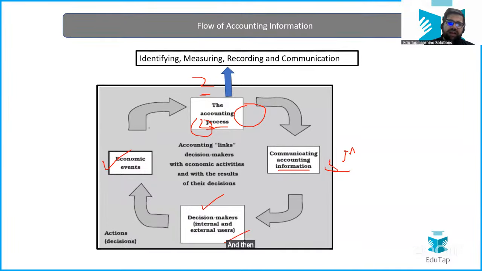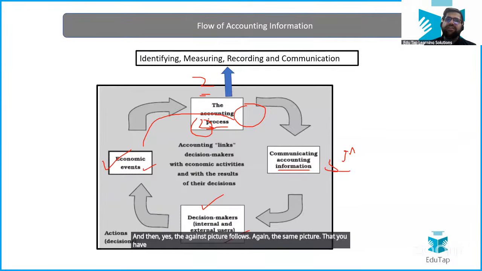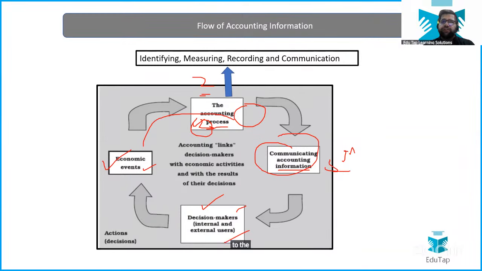And then, yes, the picture follows again. Again, the same picture: you have economic events, you follow the accounting process, and then you provide the summary, which is communicating accounting information to the decision makers. So this is how this whole cycle is formed. Right, so I hope this is also very much clear.